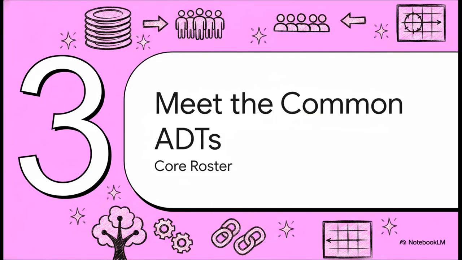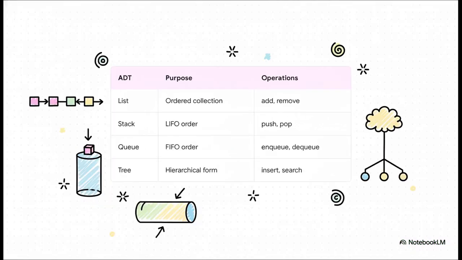All right, Section 3. It's time to meet the common ADTs, your core roster. Let's walk through the main behaviors you absolutely need to recognize. First up, the list ADT. Its whole purpose is to store an ordered collection using operations like add, remove, and traverse. Next is the stack, which we just talked about.